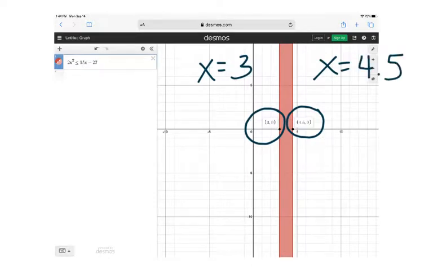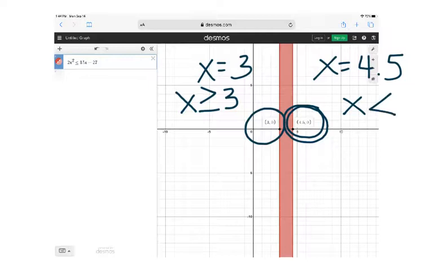Alright, so remember that we're talking about inequalities and we're talking about a range of values. So if you just focus on that point of 3, 0, notice that it is shaded everywhere to the right of 3. So our answer is going to be shaded everywhere to the right of 3. And we're going to include that symbol because we have a solid line. And then if you focus just on the 4.5, it's shaded everything to the left of 4.5. And then we're going to do the equal to sign because we have a solid line.